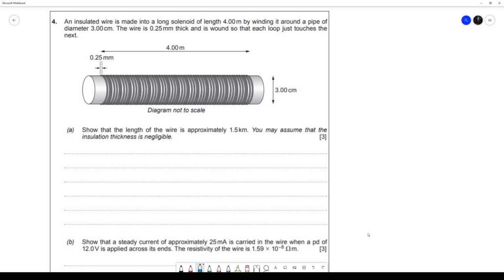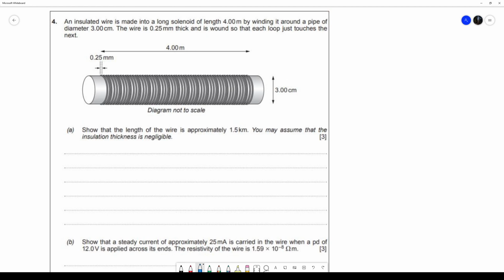Alrighty, I'm going to do a quick run through of this question, which is a magnetic field question, all based around a solenoid. So let's have a quick look. It's an insulated wire. The solenoid is of length 4 meters as shown. The wire itself is of diameter 0.25 millimeters, and the pipe that it's wound around is 3 centimeters, as we can see here. Each loop just touches the next.